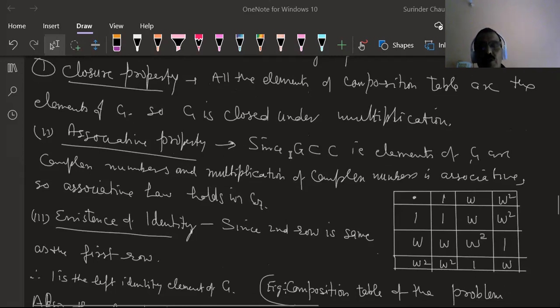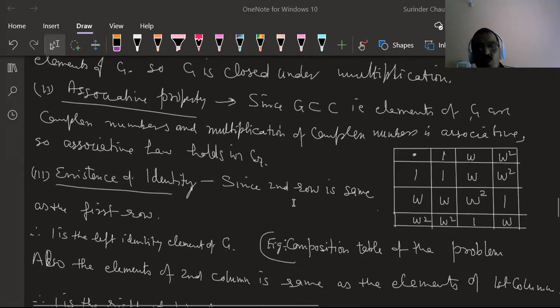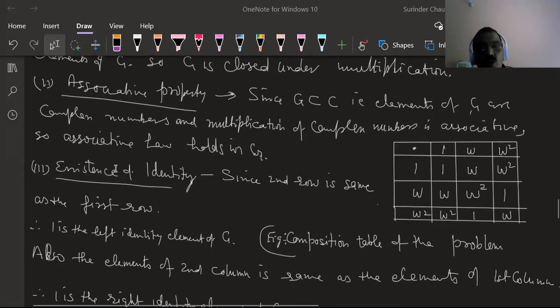Associative property. Since G is a subset of complex numbers, that is, elements of G are complex numbers, we know that complex number multiplication is associative. Therefore, G is closed. The associative law holds in G also. Second is also true: existence of identity element.